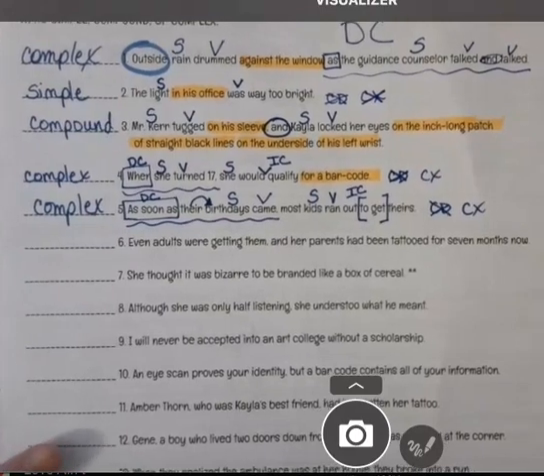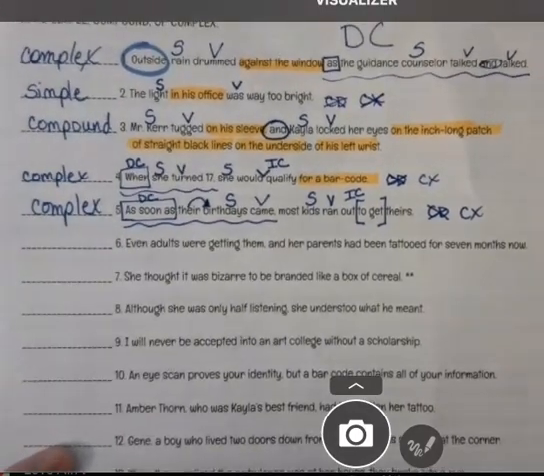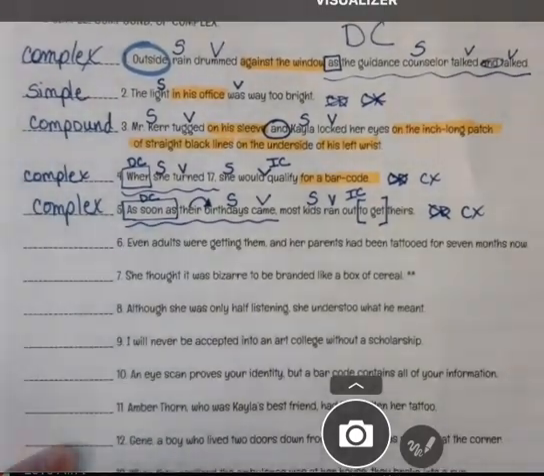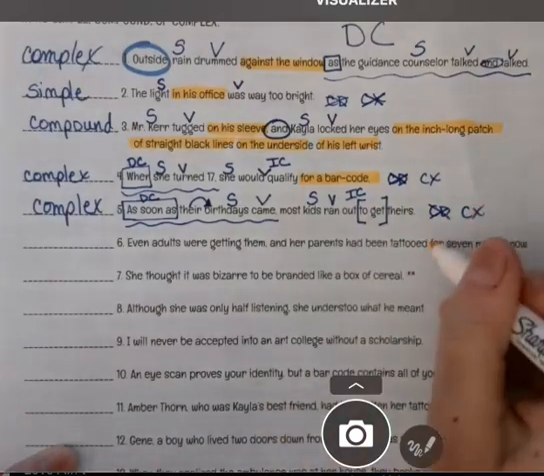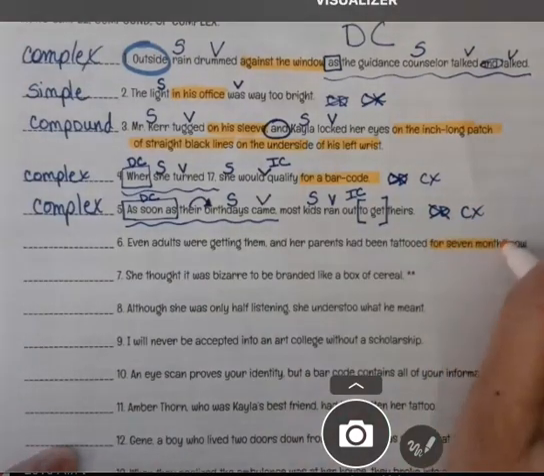Number 6, even adults were getting them, and her parents had been tattooed for 7 months now. So I see a prepositional phrase, for 7 months. Stop at the noun.